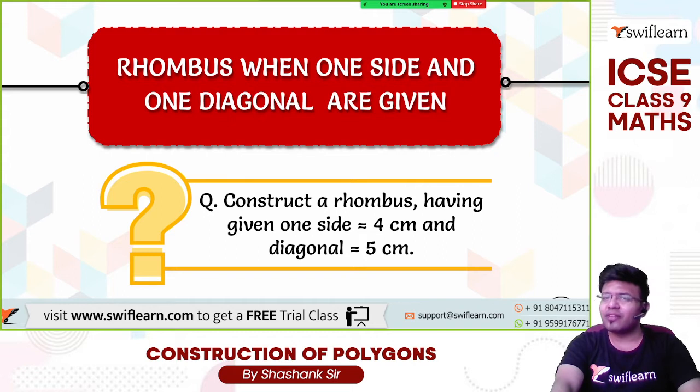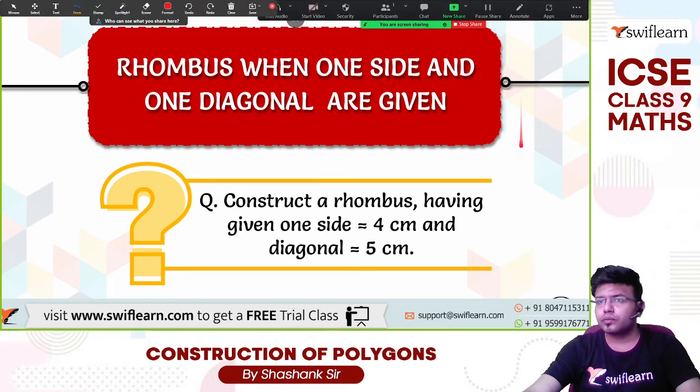Construct a rhombus having one side this and diagonal this. So let me show you the rough diagram. Very easy.